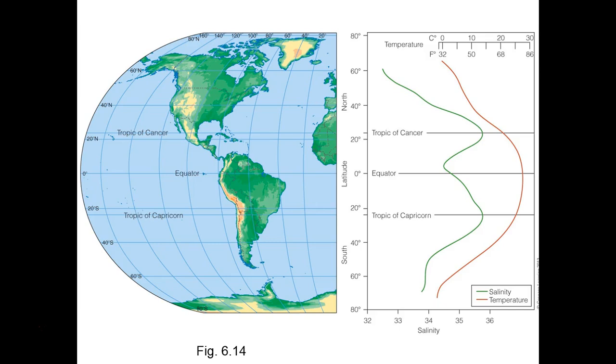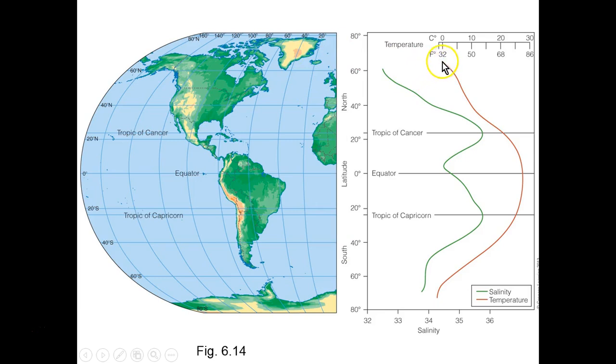Okay, so on this graph over to the right here, we have two things that are graphed, and that is temperature in red and salinity in green. Our y-axis is latitude, and it's put right next to a map of the world, so you can see what that latitude is. Okay, so here's 60 degrees south, here's 40 degrees south, here is 20 degrees south, here is 0 degrees, here is 20 degrees north, here is 40 degrees north, here is 60 degrees north, here is 80 degrees north.